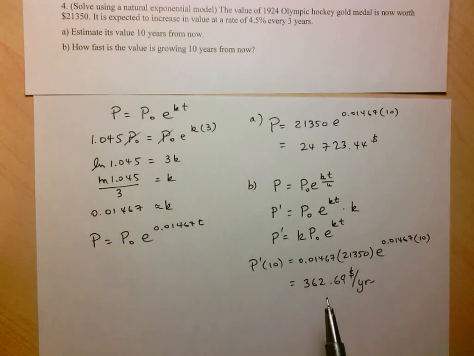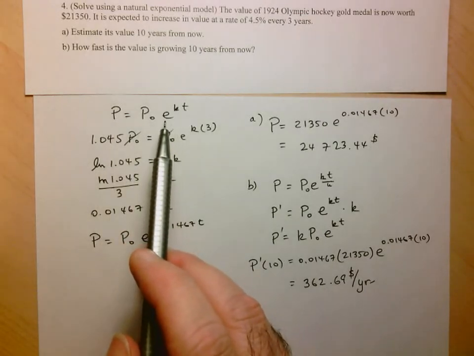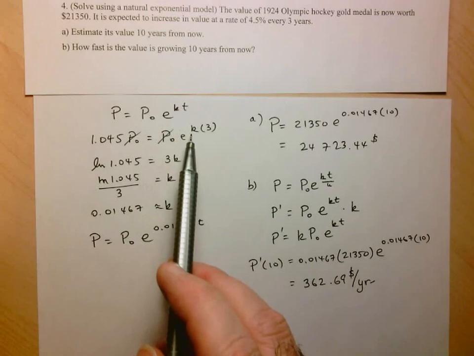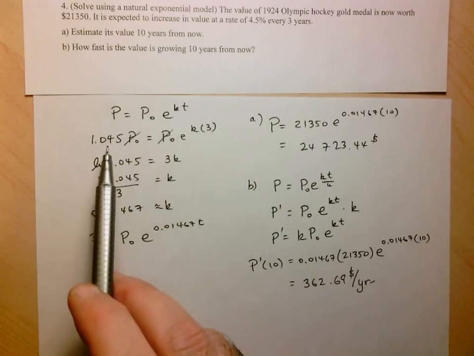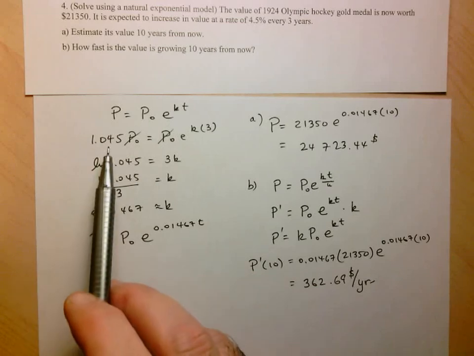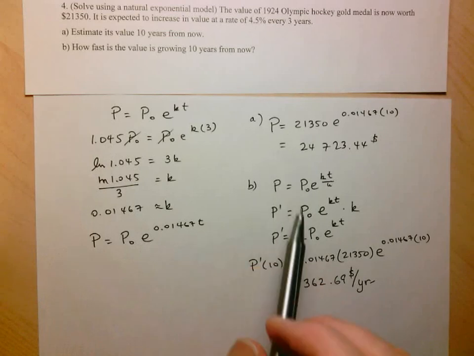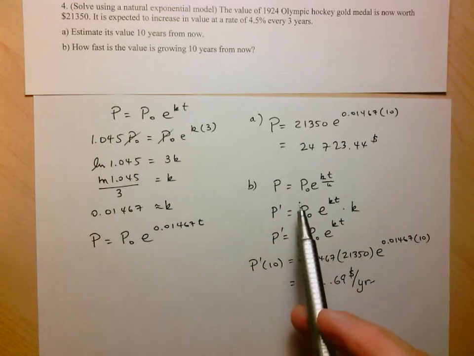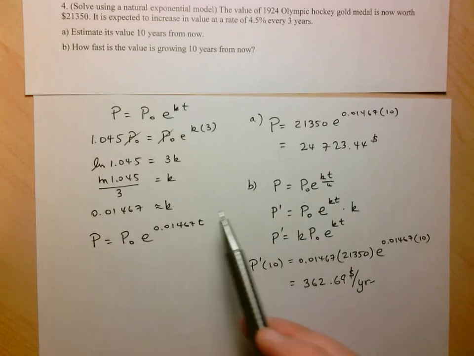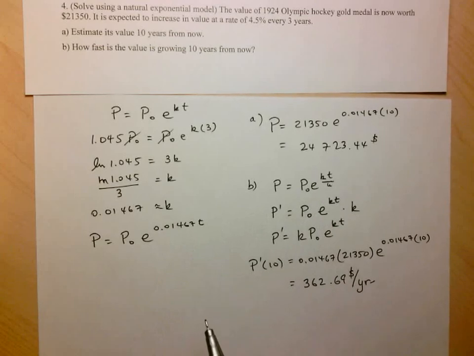Just a quick recap. This is what a natural exponential model looks like. Your first task is to determine what the k value is based on the scenario given. In this case, in 3 years it went up by 4.5%. Solve for k. Once you have your model, you can then determine whatever it is they're asking you to determine. And in B, had you actually inputted all these values in and then found the derivative, you would have gotten the exact same answer.